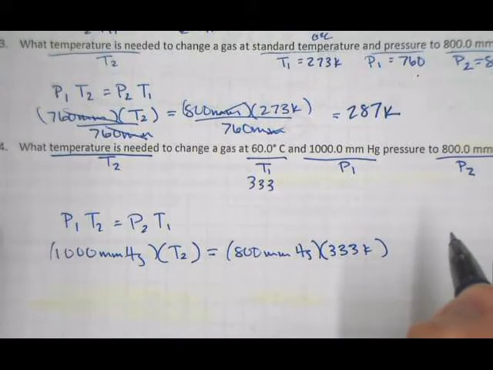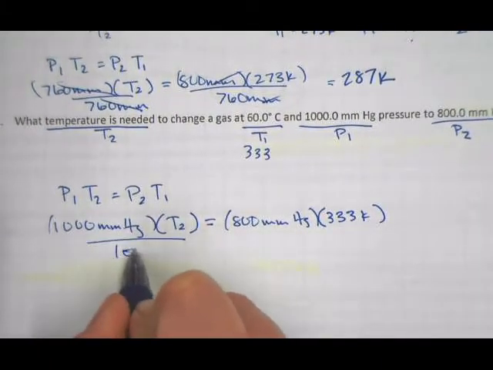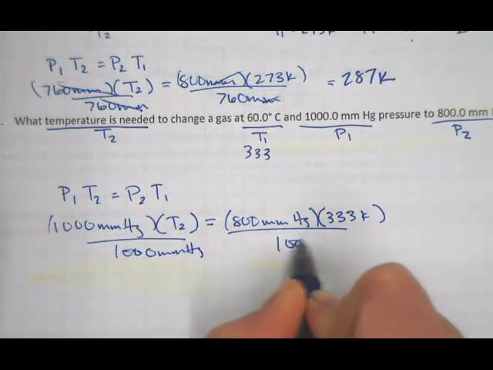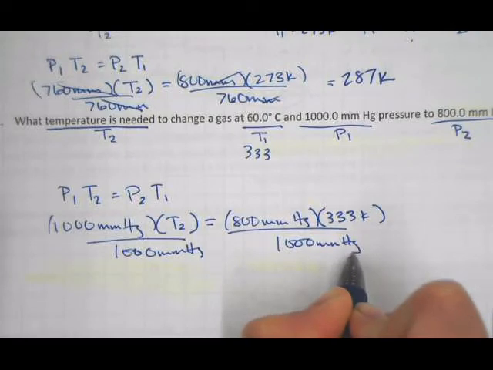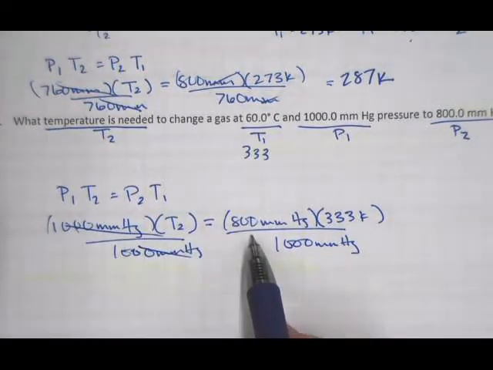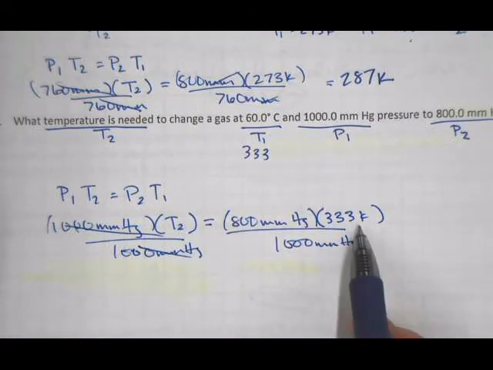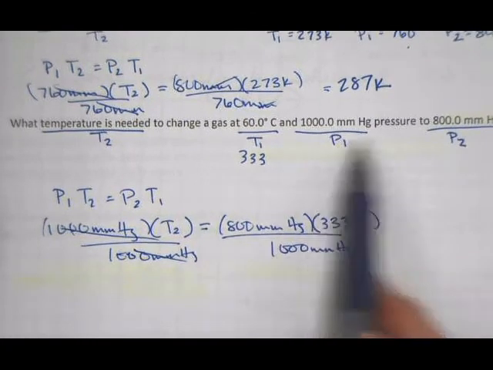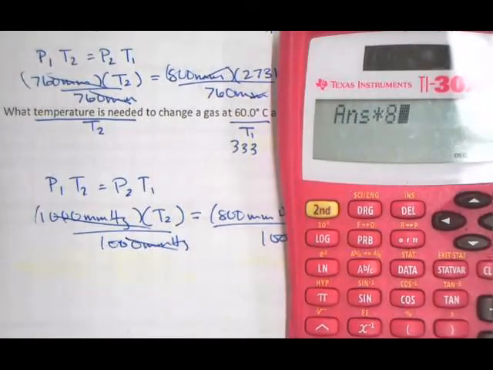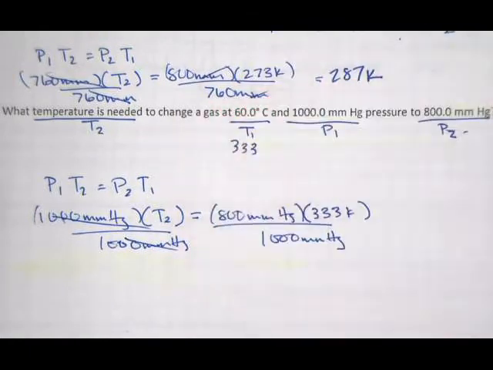Okay. To solve for T2, I'm multiplying by 1,000, so I would divide both sides by 1,000. Okay. So that cancels. I now have 800 over 1,000. That's less than 1. So that's going to make this number go down, which is what I would need because the pressure goes down, temperature should go down. So 333 times 800 divided by 1,000 gives me 266 Kelvin.